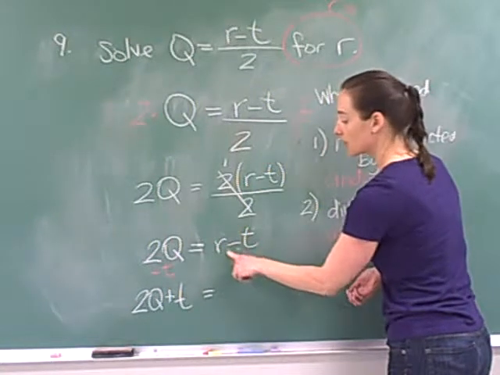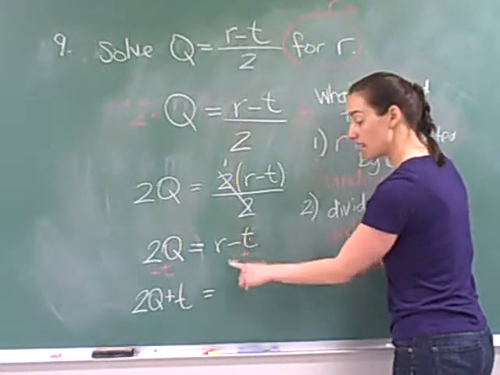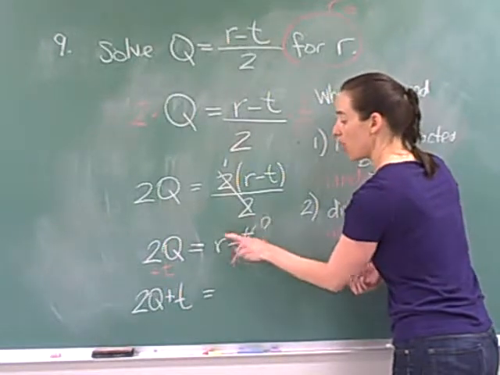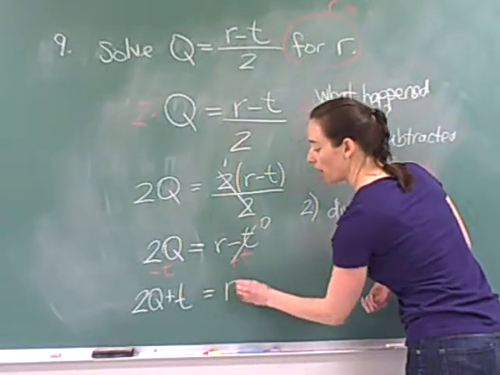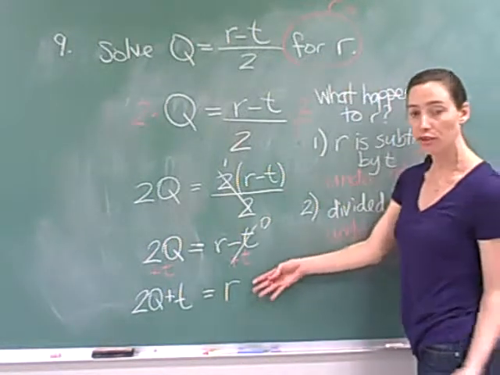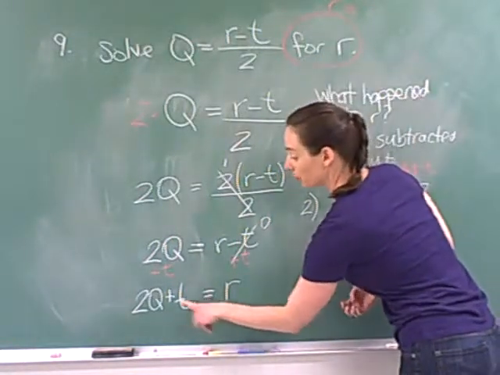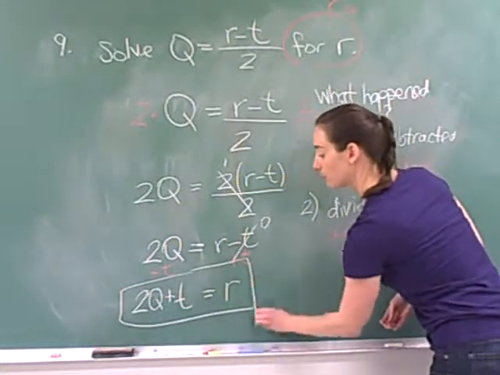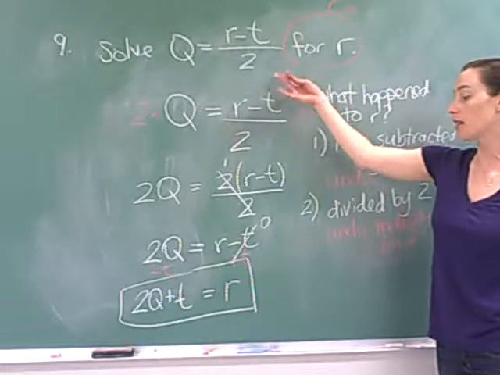And on the right-hand side, subtracting T and then adding T, those are opposites. So those are going to add to 0. And I'm left with R on the right-hand side. So now I've solved for R. I know what R is equivalent to. R is equivalent to 2 times Q plus T. And we're done. We have solved our original formula for R.